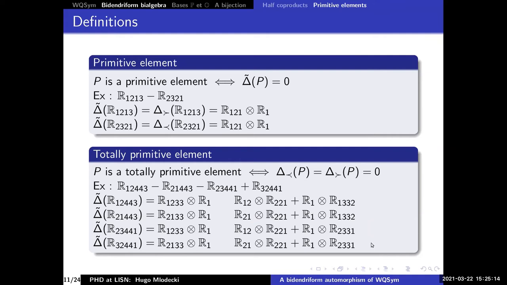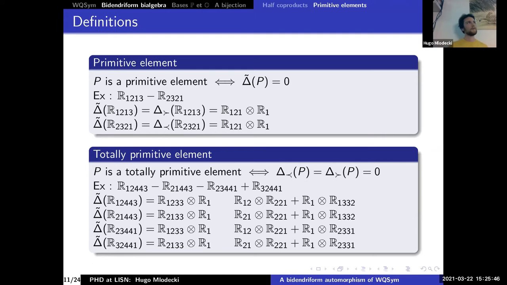May I ask a question, Hugo? Yes, of course. So what's the difference between primitive and totally primitive? By difference, you mean? Is it just because you are in a dendriform algebra and then you want to say this equal that, or it's the same as primitive?